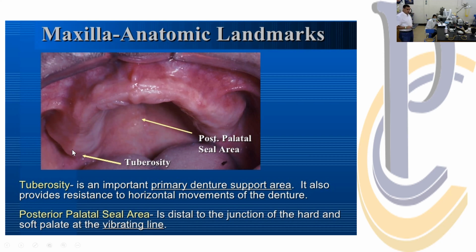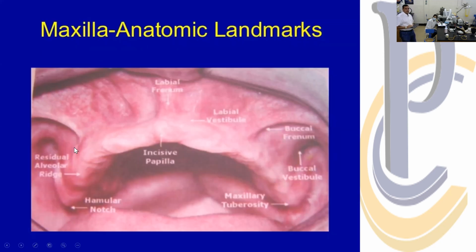Just remember I told you that the torus is a bulge in the bone in the back. We use it to support the denture. This is the hamular notch. The denture should not extend past the hamular notch. This is the torus. I have multiple pictures of these. This is inside the fovea, labial frenum, buccal frenum.